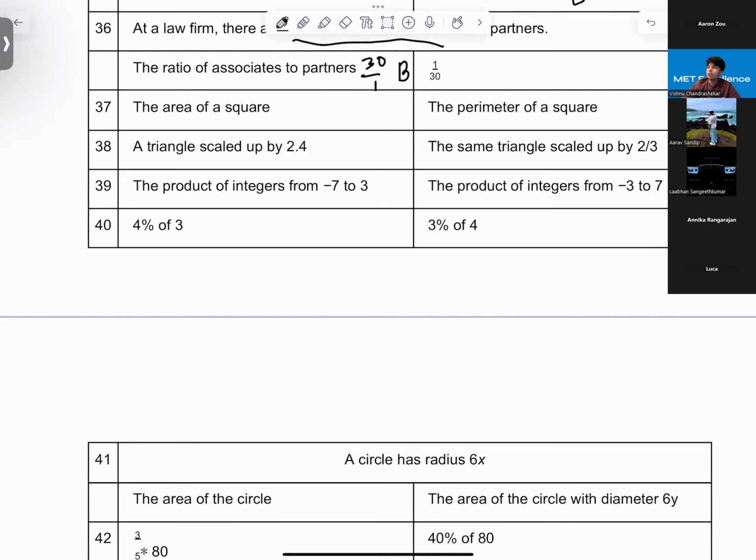For this one, finding the area of a square would be side length times side length. If we use the variable s for the side length, it would be s squared. And the perimeter, using the same variable s, would equal 4s. So without knowing s, the answer can't really be determined, so it would be D.